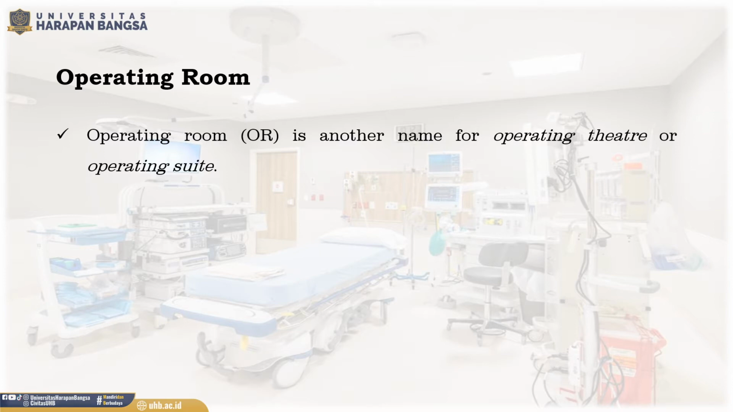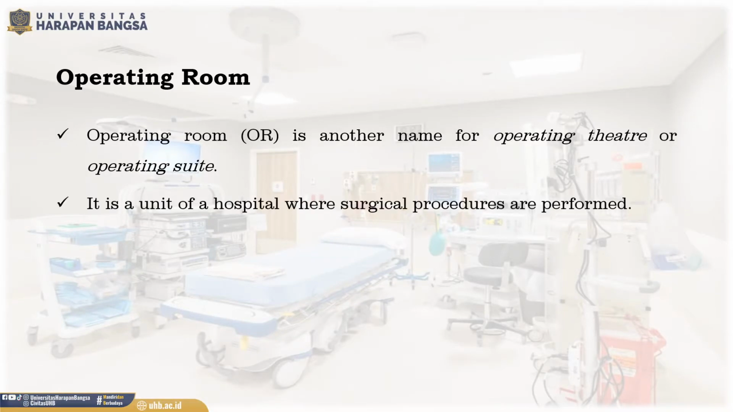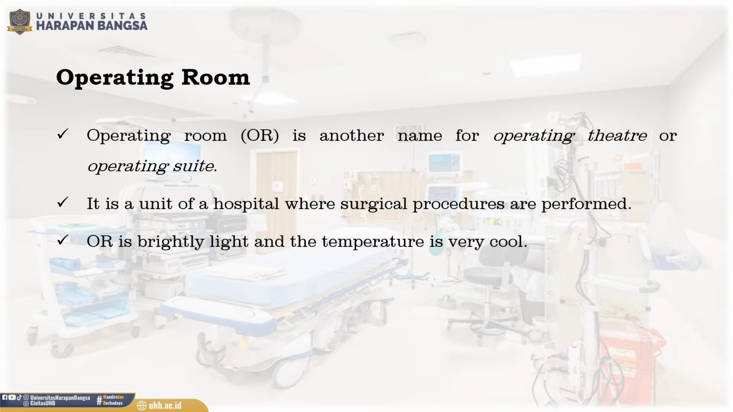So operating room, or you can say OR, is another name for operating theater or operating suite. It is also called surgery center. It is a unit of a hospital where surgical procedures are performed. An OR is brightly lit and the temperature is very cool. It is air-conditioned to help prevent infection. And all personnel wear protective clothing in this room.